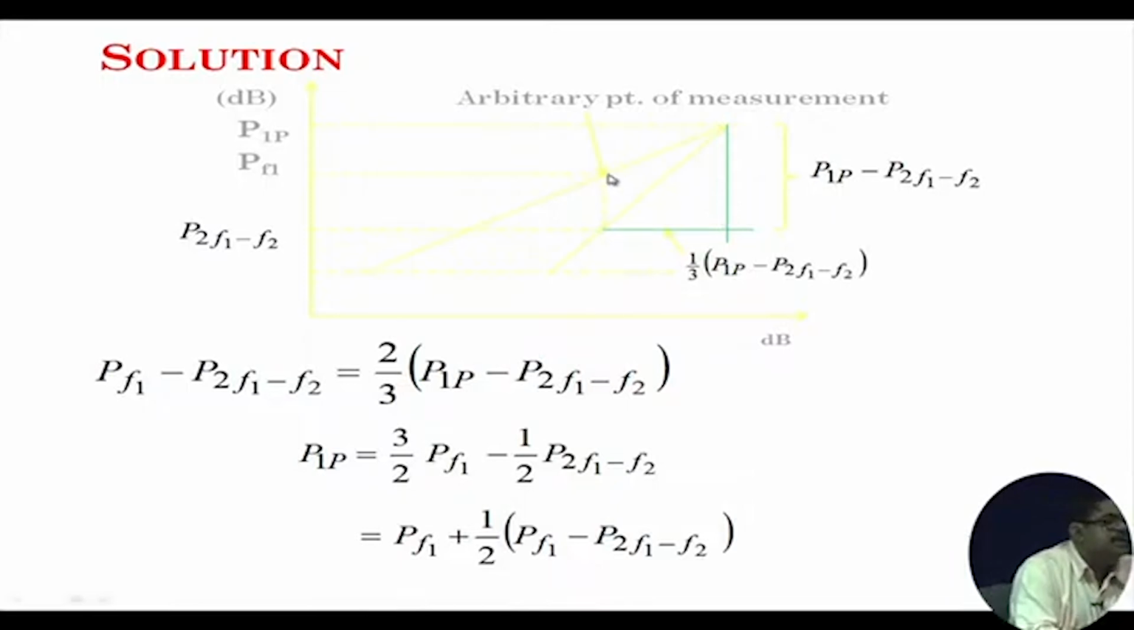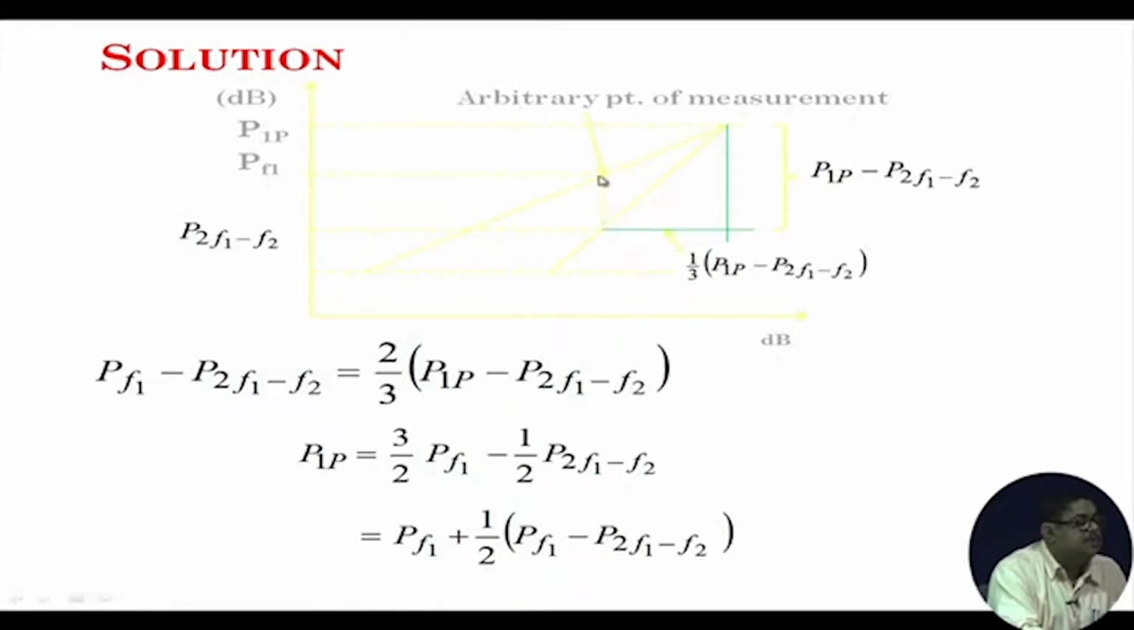So, let us say this is the arbitrary point of measurement, and here we have shown the power of the F1 component minus the power of the third order intermodulation component. So, at this point you see this is my Pf1 and this is my P2F1 minus F2.